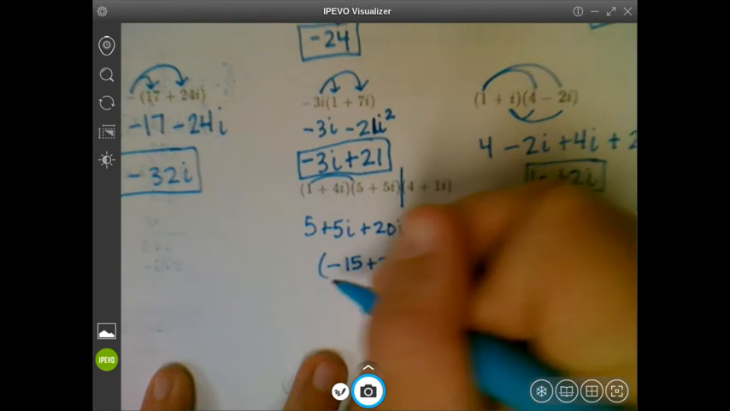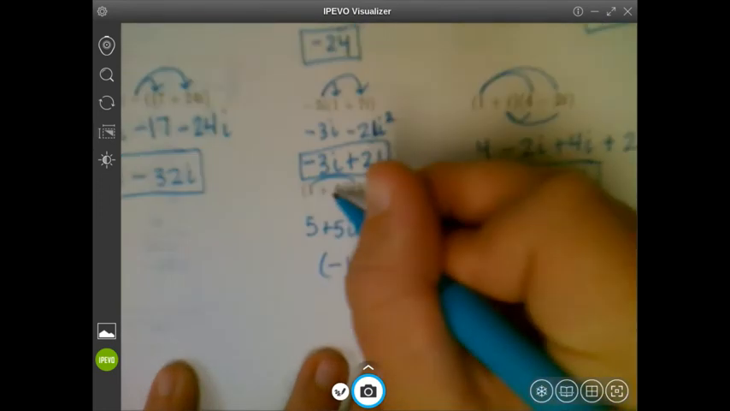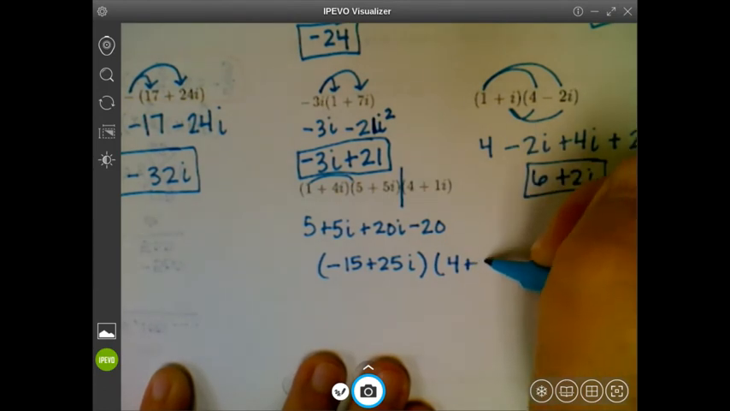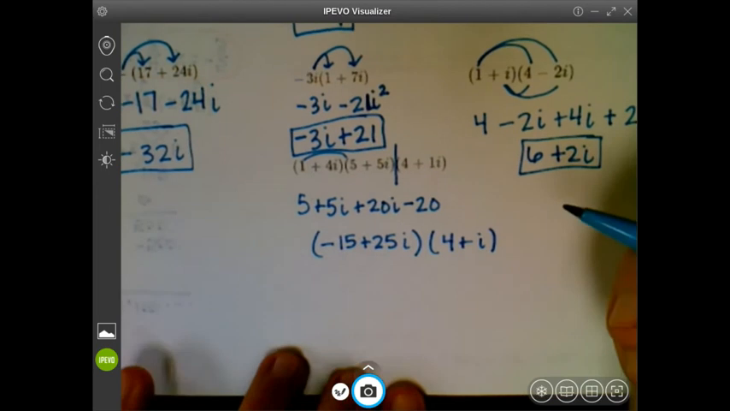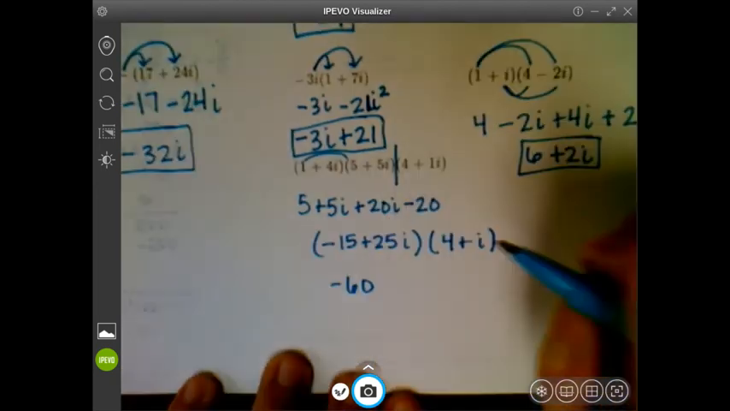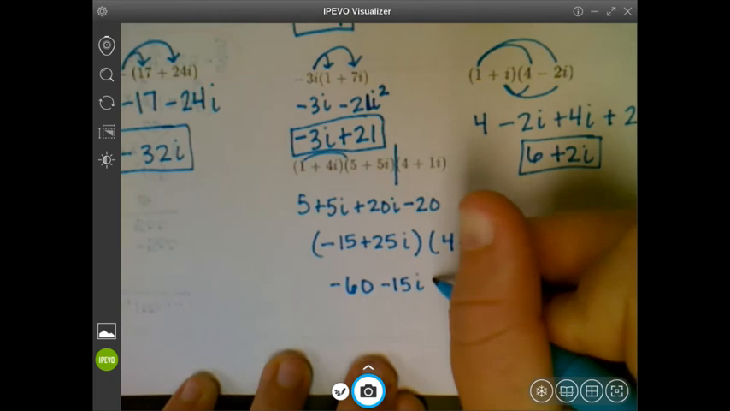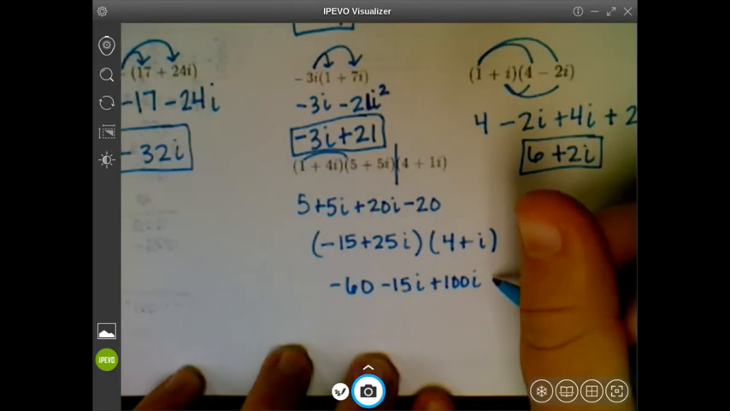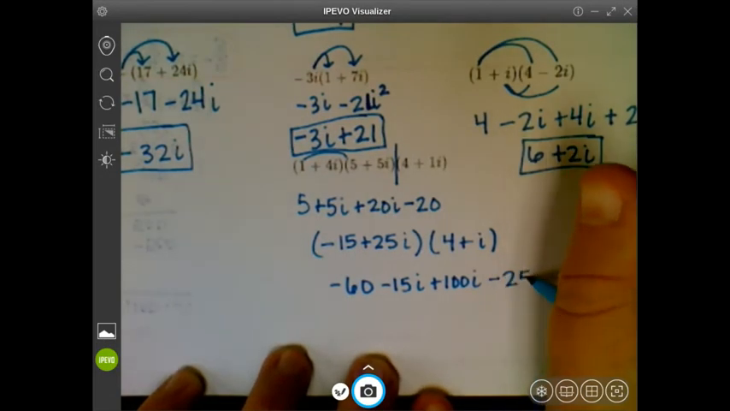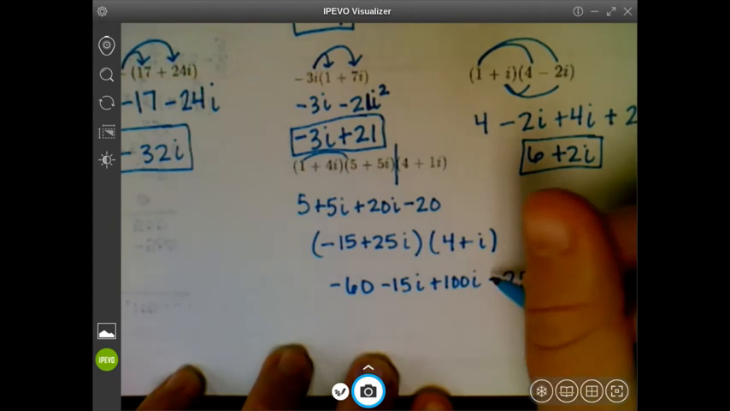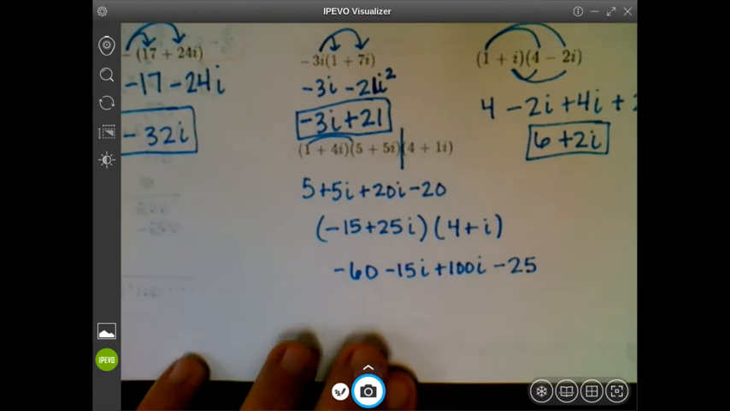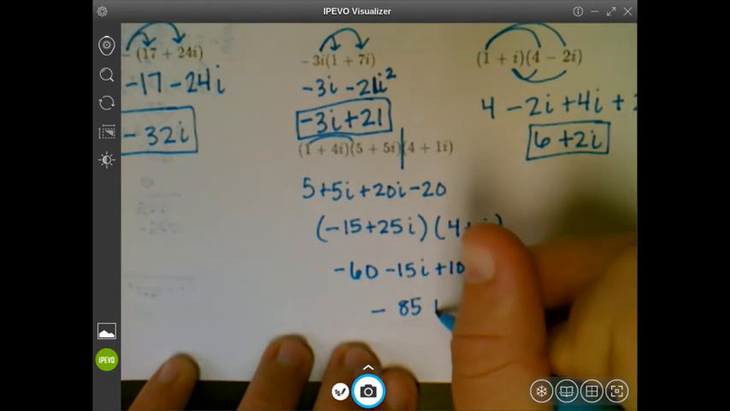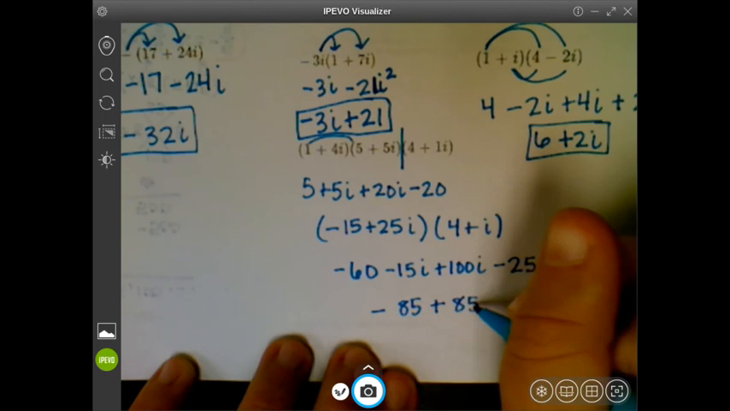All right, from there, you're going to take that, which is the solution to the first two, and multiply it by the third one. Times 1i, that's just i, right? So we'll have a negative 60, a negative 15i, a 100i, and this last one would be 25i squared, and so instead of positive 25, it'll be a negative 25, and I don't have to write the i squared because that's what changes the sign. So you end up with a negative 85 plus 85i.